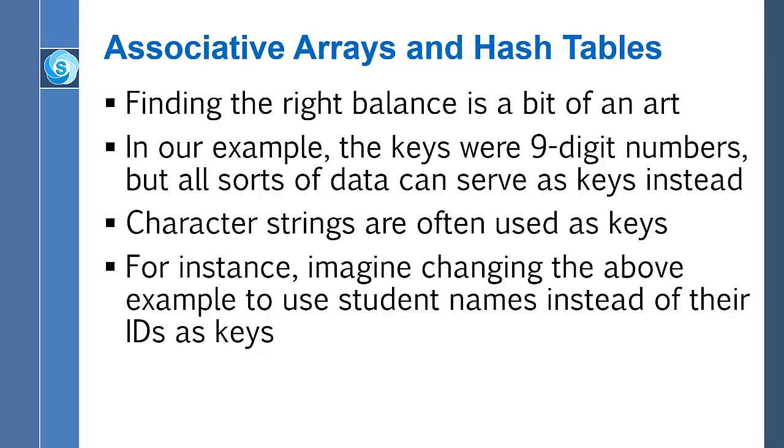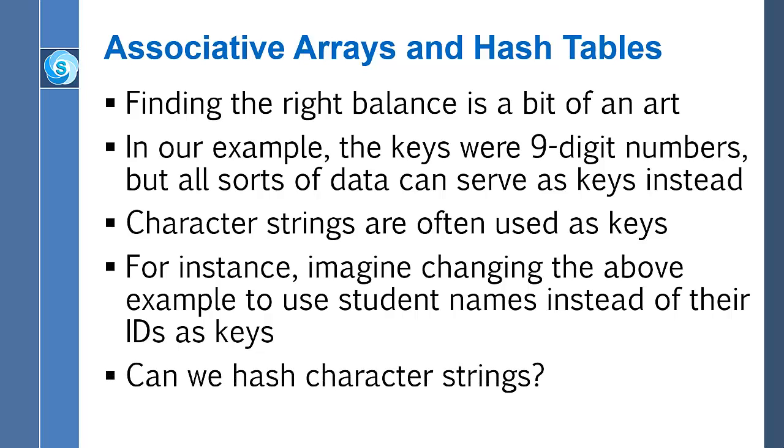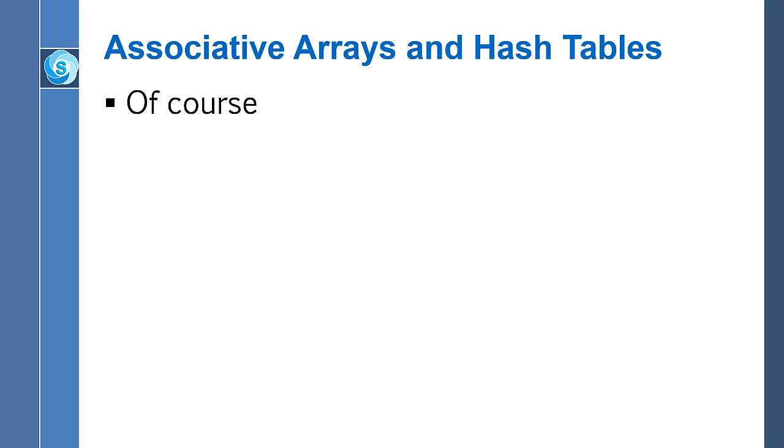Now let's imagine that we want to stay with the student record example, but that we're going to use student names instead of IDs as keys. We'd like to have an associative array where we could index into that array using a student's name, Bob Smith, and the associative array would lead us to Bob Smith's student record. Is this possible? Can we hash character strings? And the answer is yes.